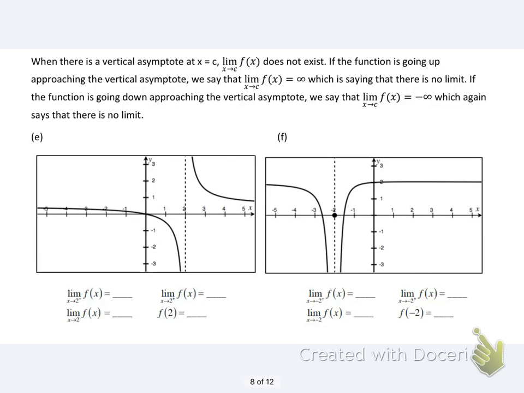So this time, in example E, we're approaching 2 from the left. So here's 2. And we're approaching from the left, which goes down forever, which means it's negative infinity, because negative infinity is going down. From the other side, from the right, hey, look, that's going up forever. So that'll be positive infinity. Well, are they the same? Nope. Positive infinity is not the same as negative infinity, which means that the overall limit does not exist.